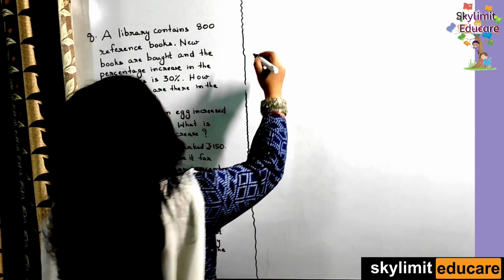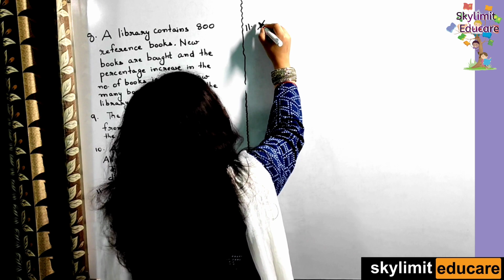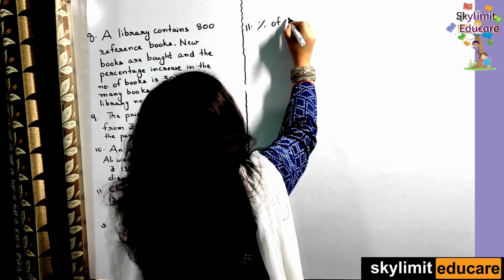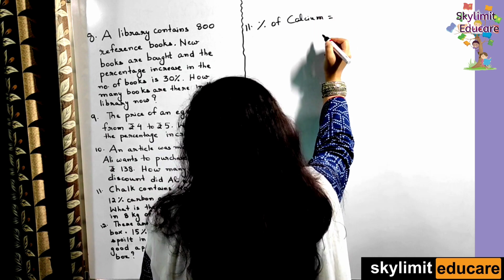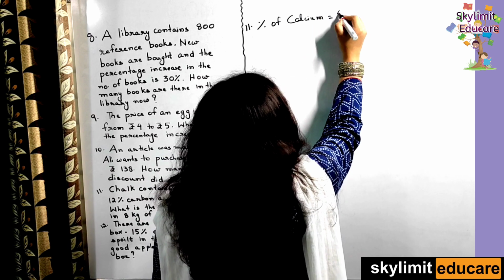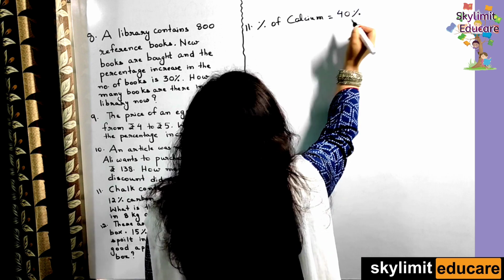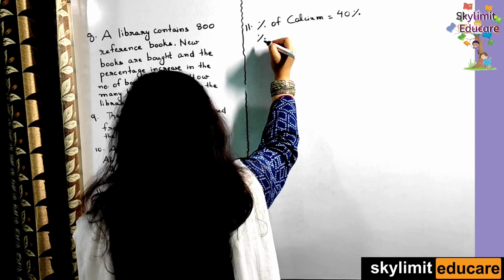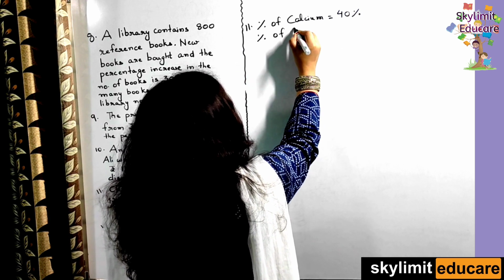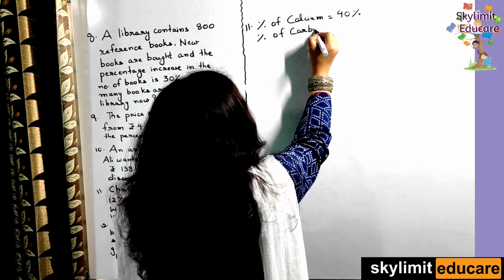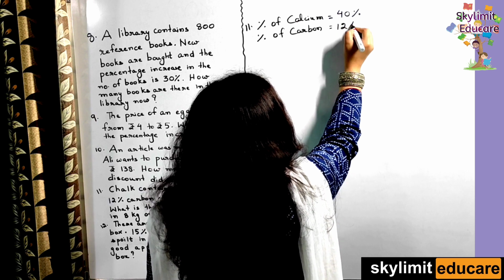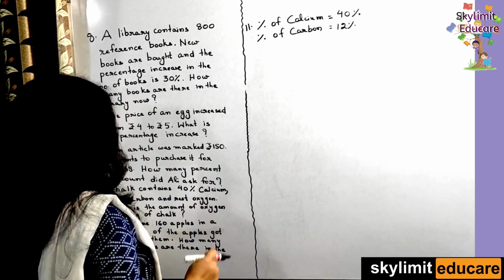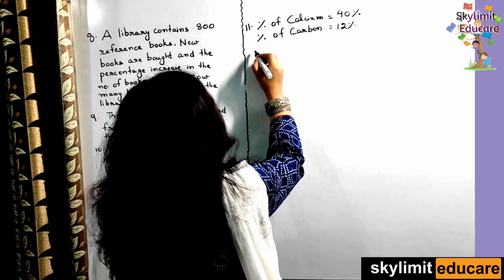So let's write it down. Percentage of calcium. So what percentage of the chalk is calcium? 40%. Percentage of carbon. The percentage of carbon is 12%. And the rest is oxygen. So what will be the percentage of oxygen?